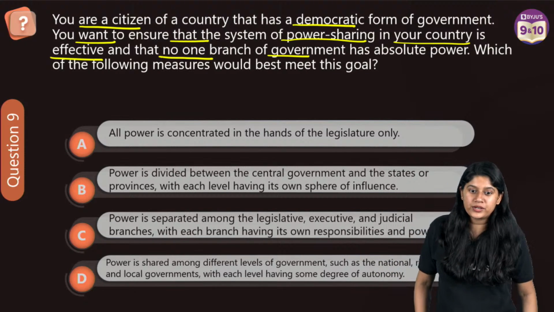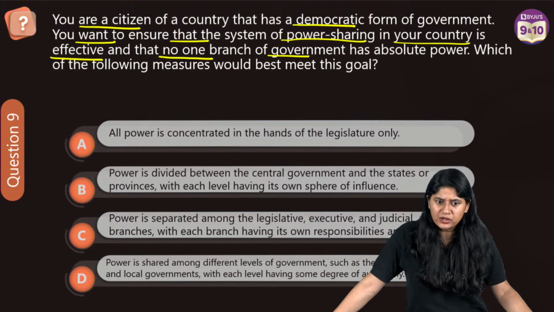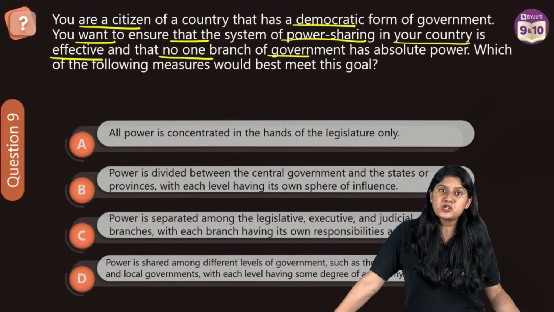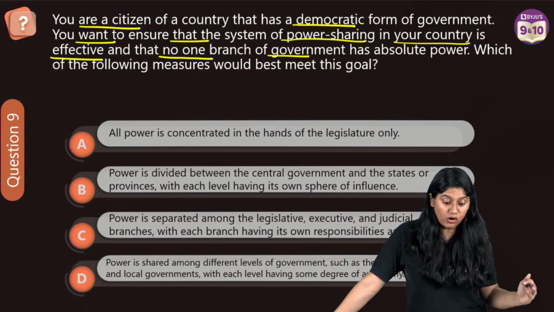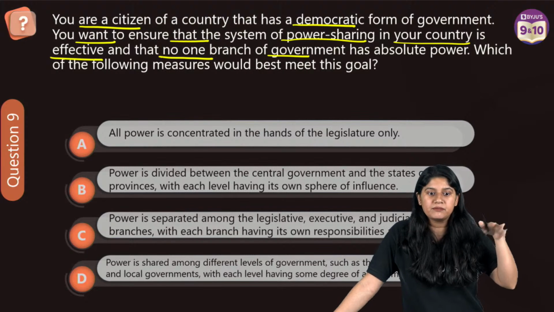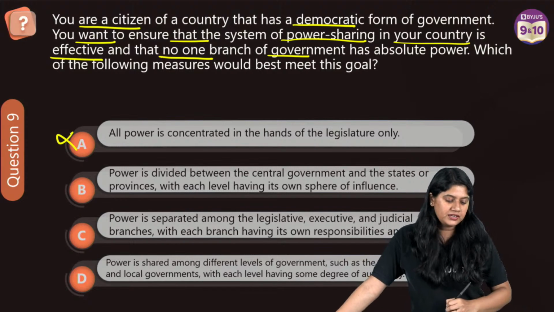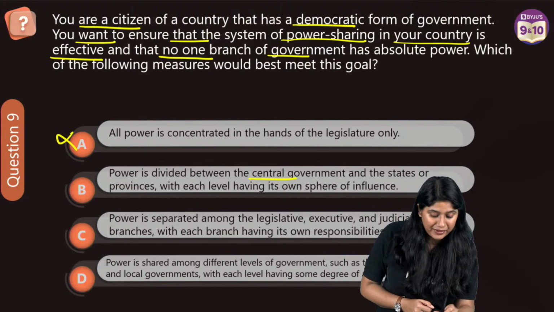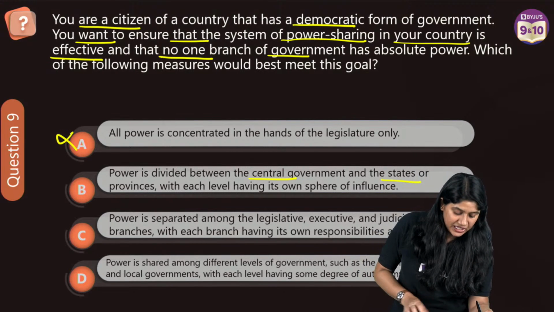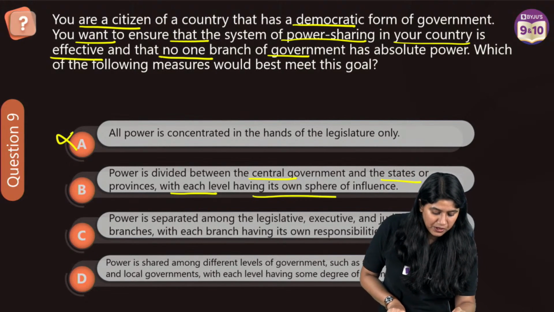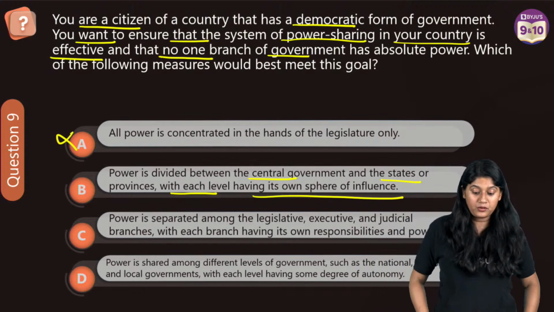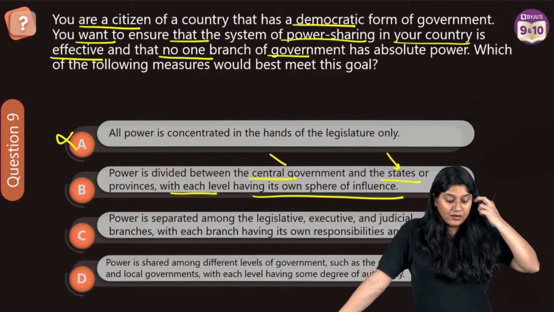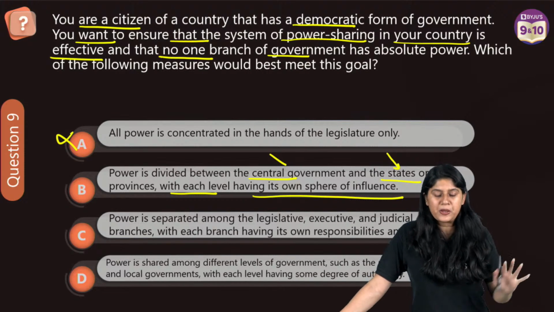Yes. Okay. I can see there is a bit of confusion between option C and option D. Let's read all the options together. Option A says that all power is concentrated in the hands of the legislature only. We know that's not correct. Option B is that power is divided between the central government and the state government, with each level having its own sphere of influence.